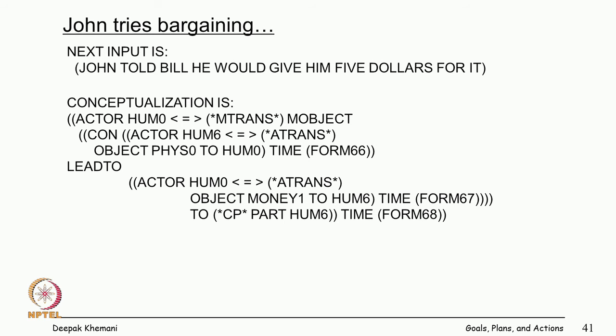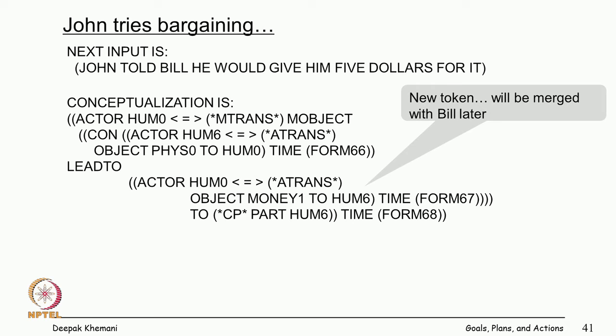So, then John tries bargaining. Again there is an action M-trans, that if you give me this, then I will give you $5 or something, and the processing is very similar to what happened in the case of asking, in the sense that there is a process of Bill saying no, and then Pam understanding that this act of saying no is part of the plan of saying no, which is the goal of saying no, and so on.